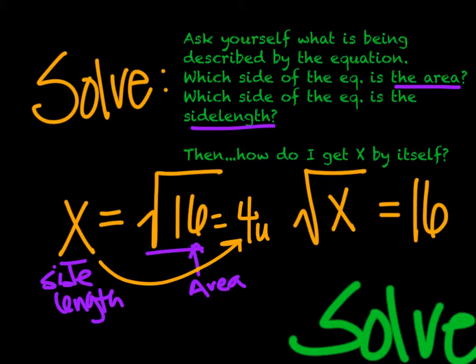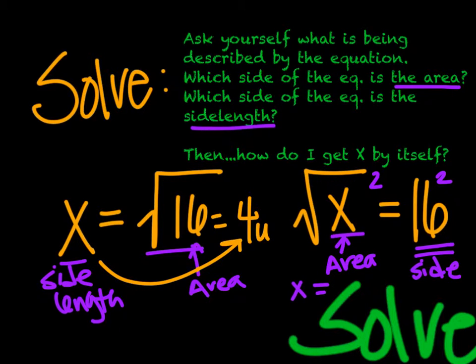In this other situation, we have the square root of x is equal to 16. So in this case, this 16 is the side length, whereas this x right here is the area, because again we are taking the square root of that area. So in other words, to undo it, we have to square both of those sides, so we would get x is equal to 256 units squared. So essentially we're finding that x is quite literally the area and 16 is the side length.